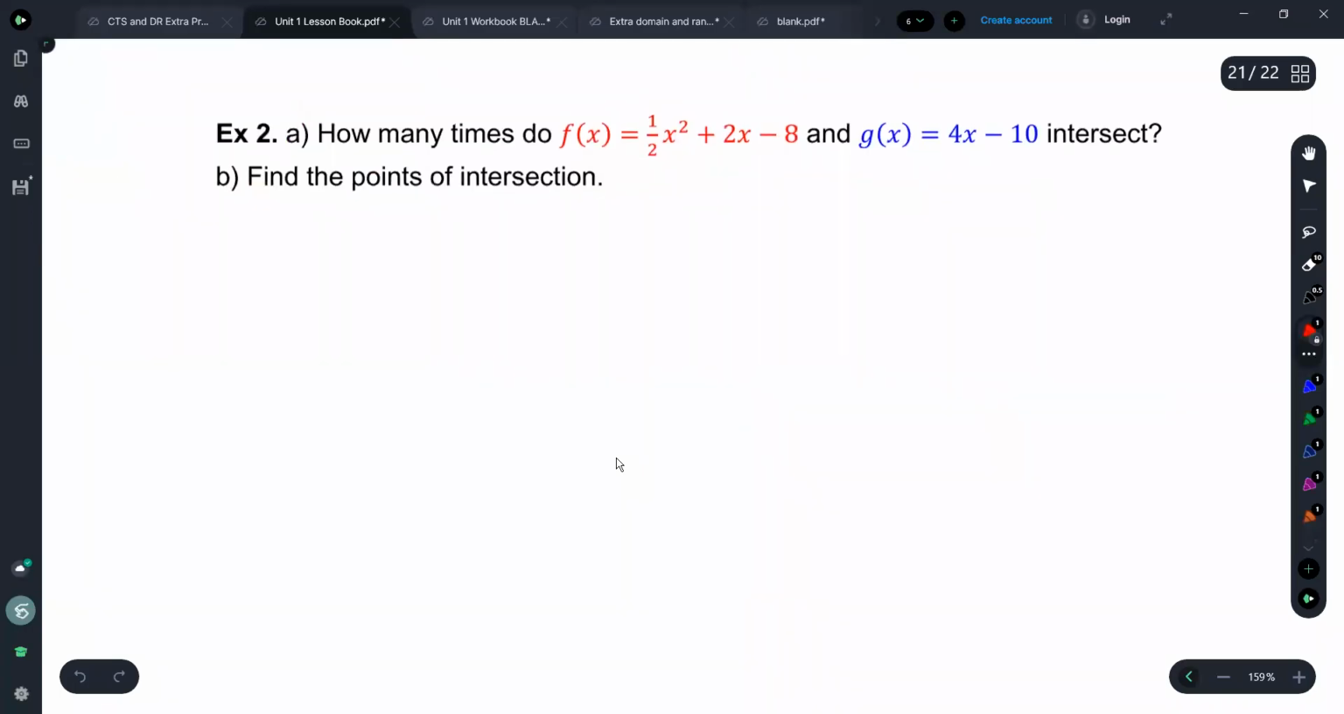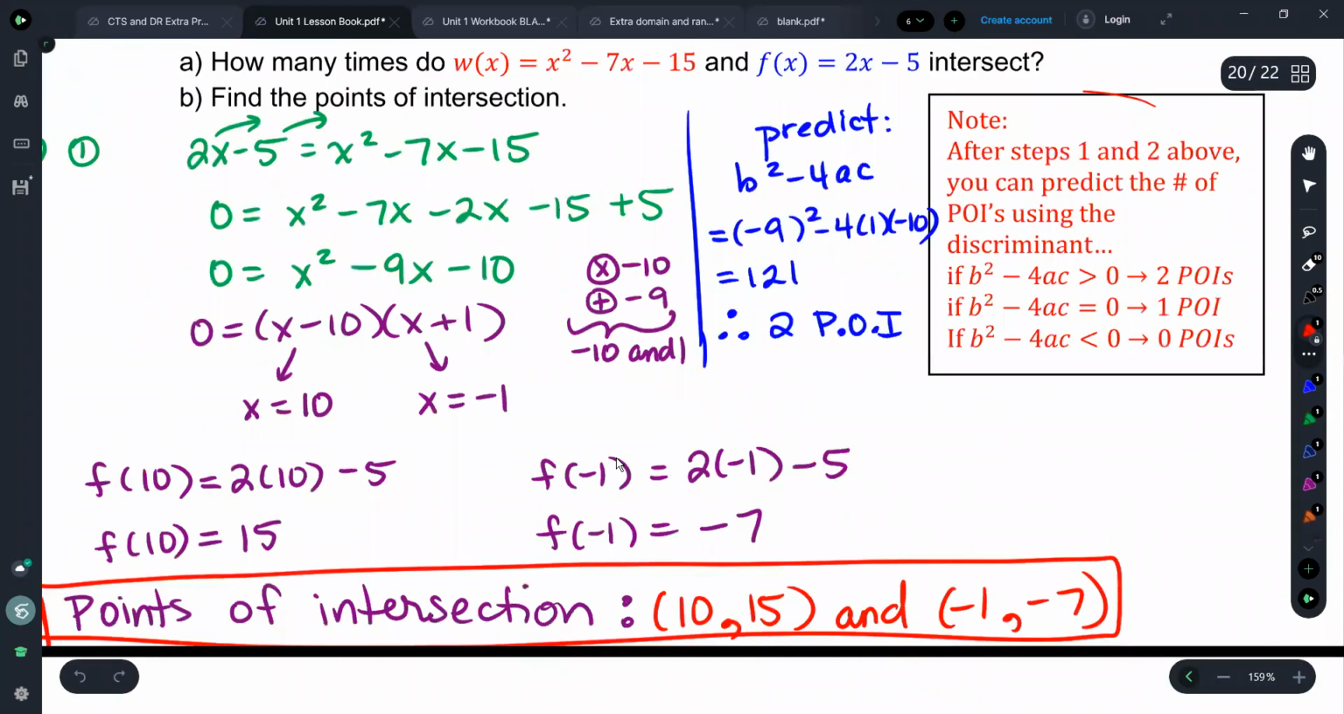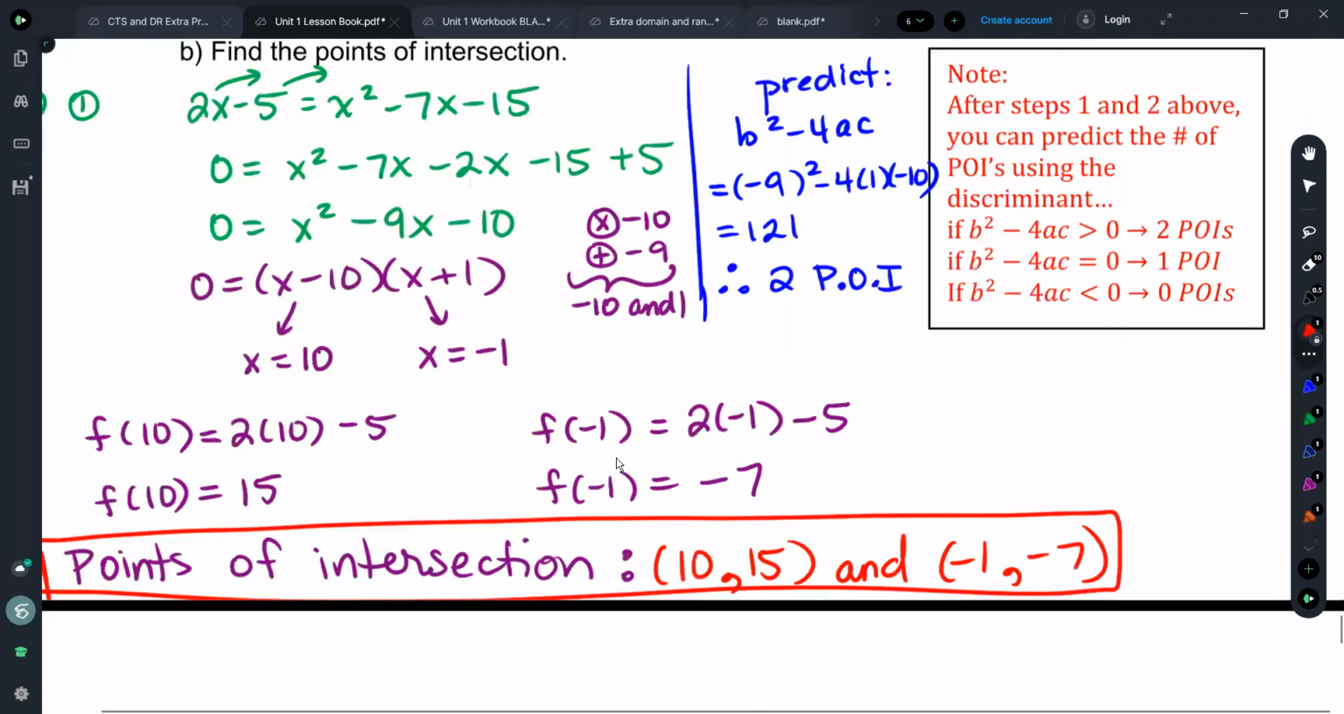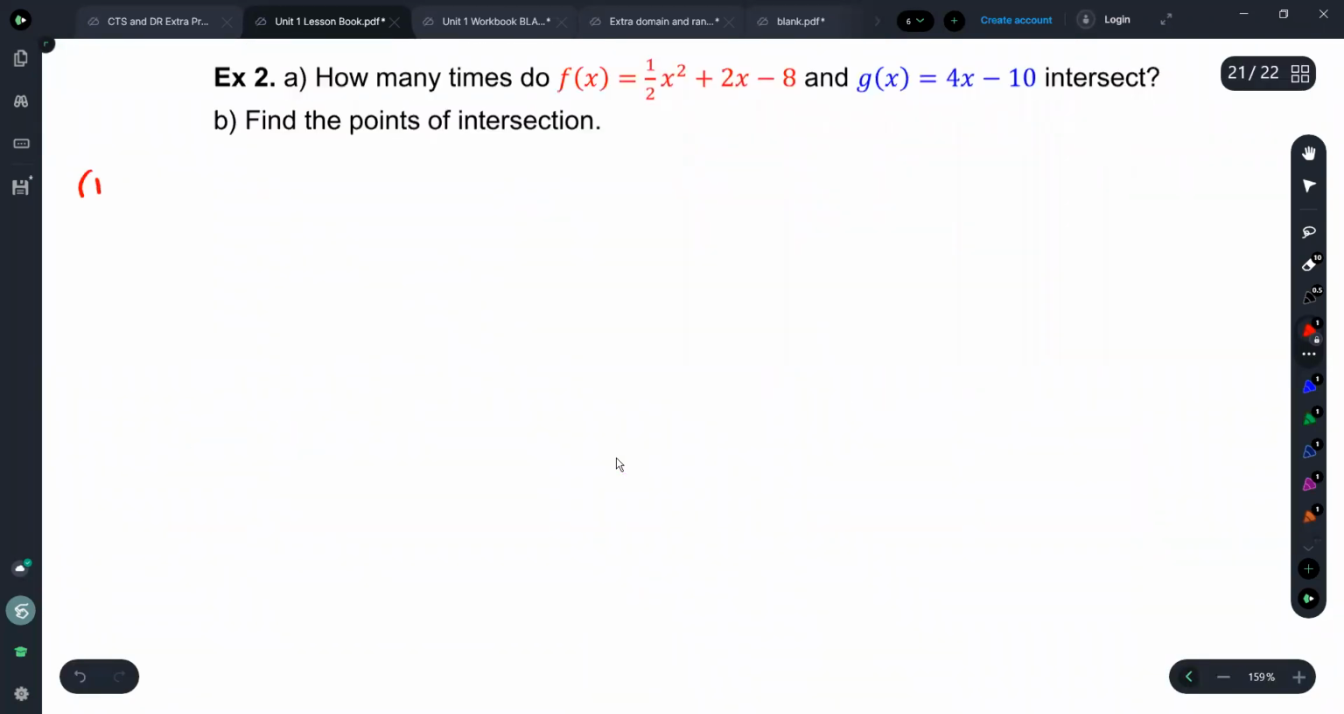So we're going to try a couple more here. The first part of this asks us how many times the line and the quadratic intersect, and then to find the points of intersection. So this first part is asking us to make a prediction of how many points of intersection. I'm going to use this information over here with the discriminant to do that. I will always complete steps number 1 and 2 first, and then that will allow me to make a prediction. So step number 1, what does step number 1 say to do?